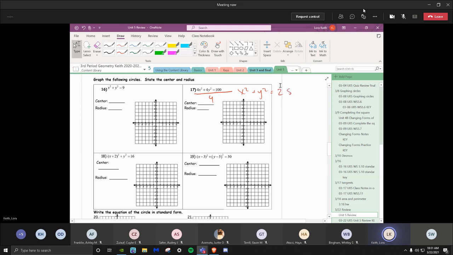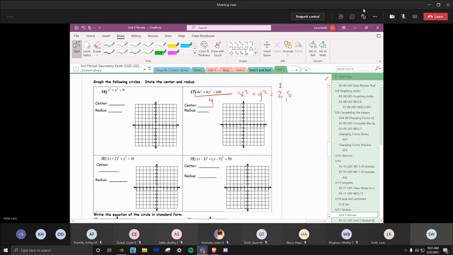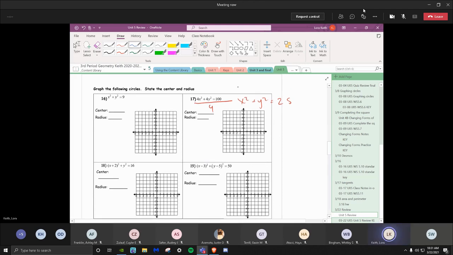So what's my center? Now just looking at x squared plus y squared equals 25, what is my center? 0, 0. Yeah, our center is 0, 0, and then what's my radius? 5. Yeah, our radius is the square root of 25, so our radius is 5.